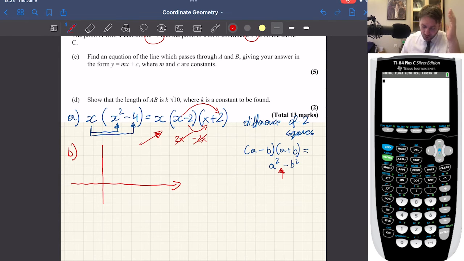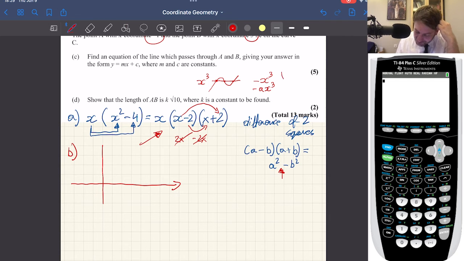Now, when we have a positive x to the power of 3, the graph will start at the bottom and cross the axis 3 times. It's a cubic after all, right? Now, in most cases, there is something called a repeated root, but we'll talk about that if we get the question like that.